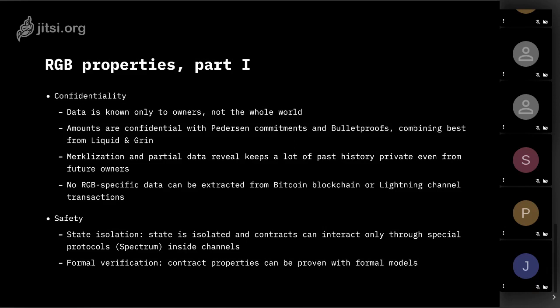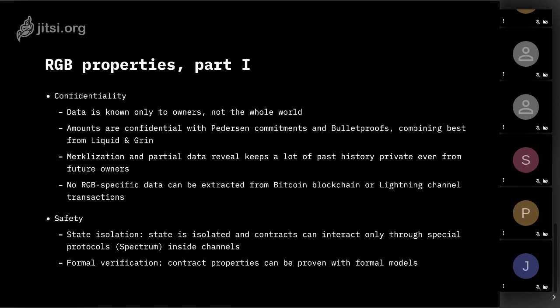Also, it is quite safe because, first of all, the most part is relying on blockchain underlying Bitcoin and Lightning safety assumptions. The second is that we isolate state between different smart contracts. So if you have two different assets issued by different issuers, they don't interact directly. They never mix their data, and the code never works on two of the contracts, and they never cross-validate.